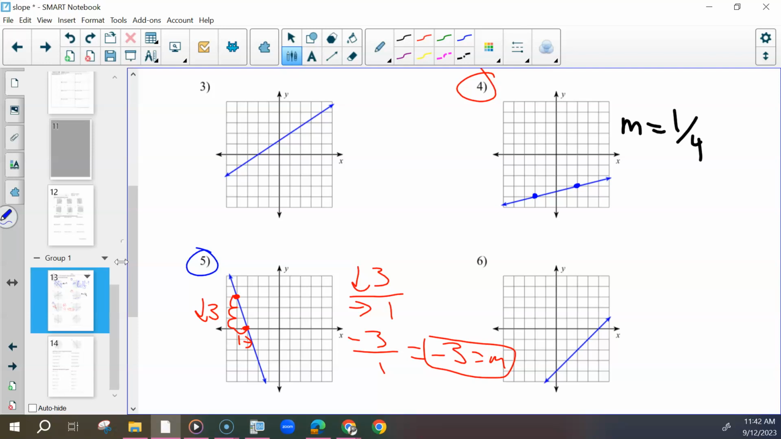There were really only 2 points on this one. Depending on how you count it, up 1 to the right 4 or down 1 to the left 4. Either way, you should have gotten a negative over a negative or a positive over a positive to get a positive 1/4.